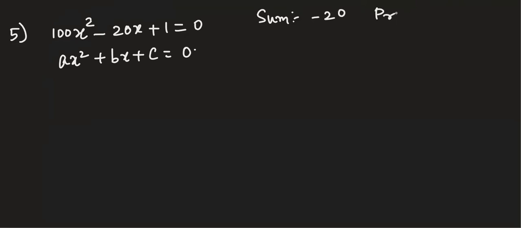And the product should be equal to a into c. So a is 100. What is c? Plus 1 only, so 100. So when I add, I should get negative 20. And when I multiply, I should get 100.